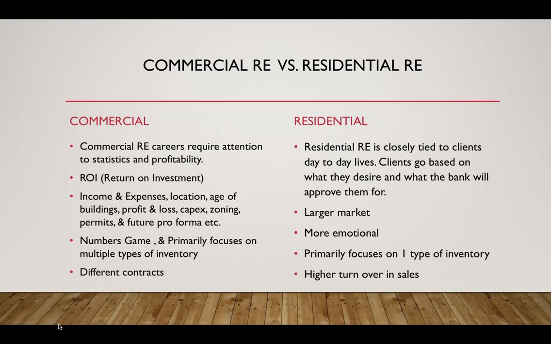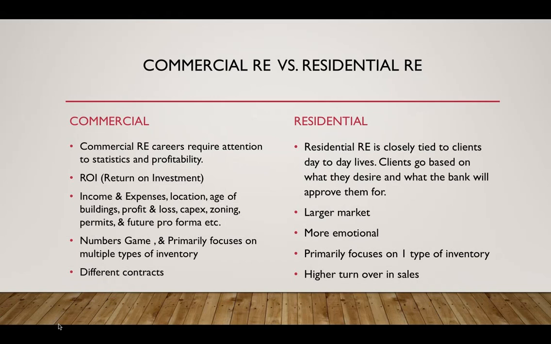A lot goes into pro forma. A lot of numbers, underwriting a deal. And when I say underwriting, I mean taking all the numbers possible that you can as far as carrying costs, construction costs, so on and so forth. So that can be tricky, but not difficult as long as you make it happen.